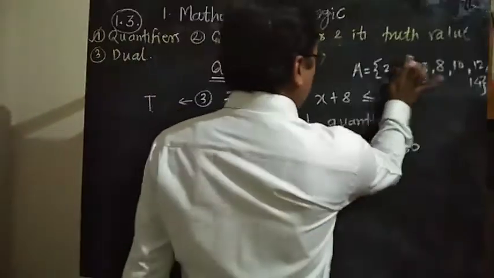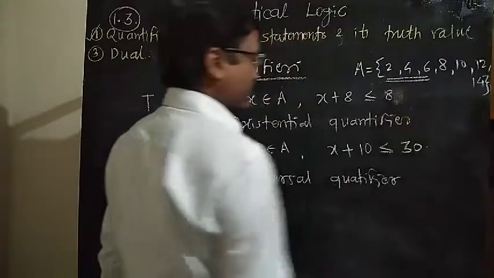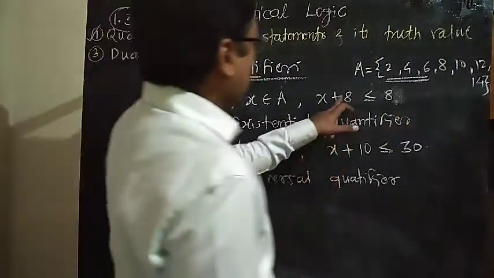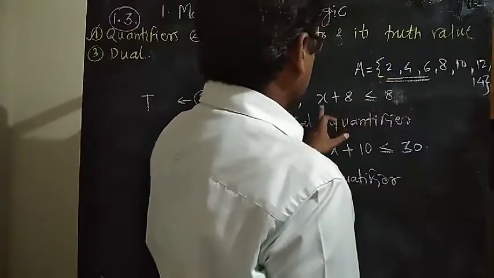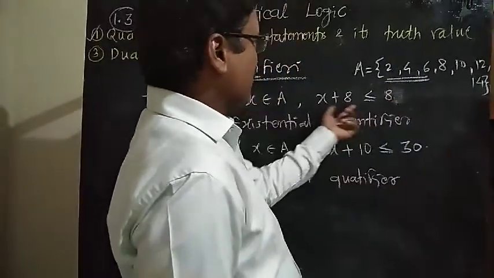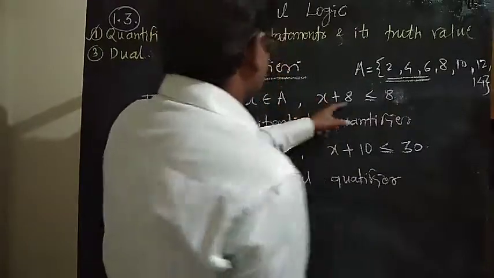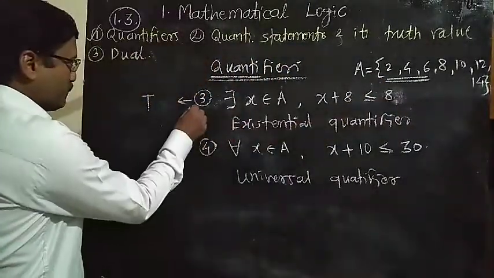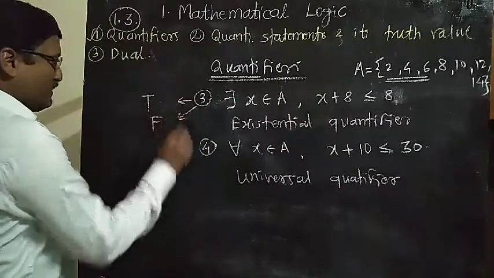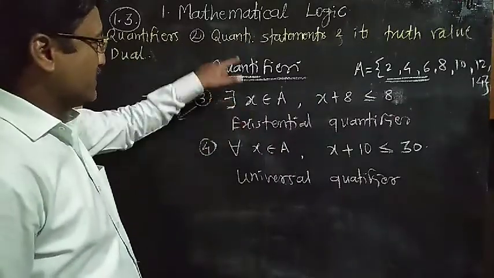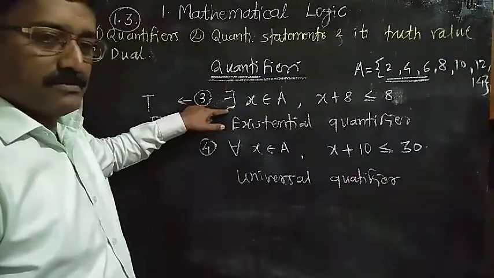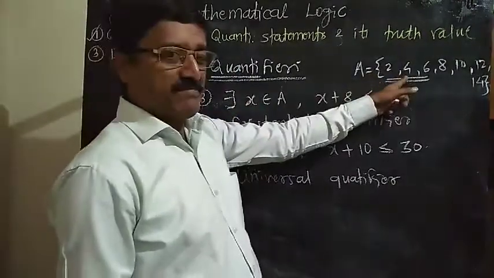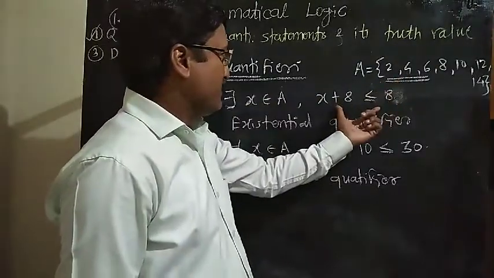If you take instead only 8, so x plus 8 is less than or equal to 8, then if you put the value 2, it becomes 10, which is not less than or equal to 8. So there is no x which satisfies this condition. Therefore, then and only then this statement becomes false. But it is still a quantified statement because it includes the existential quantifier. Its truth value is false because there is no x in this set A which satisfies this condition.